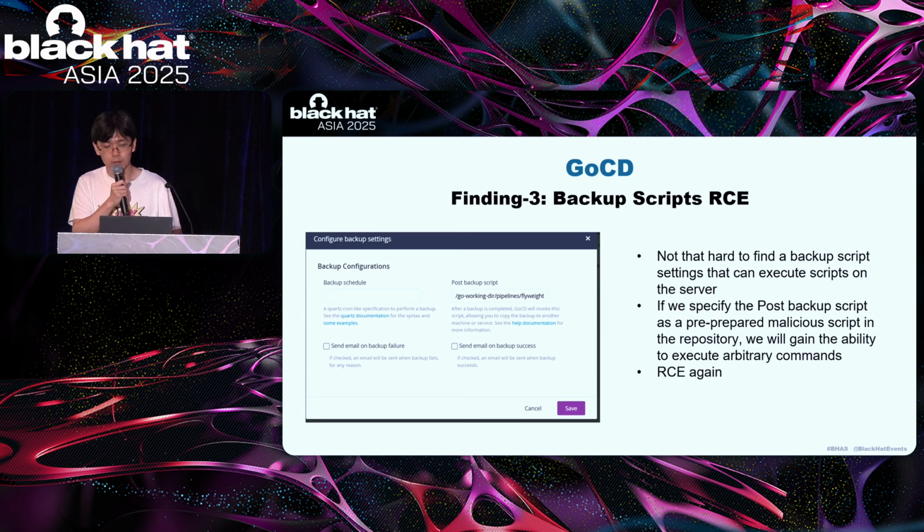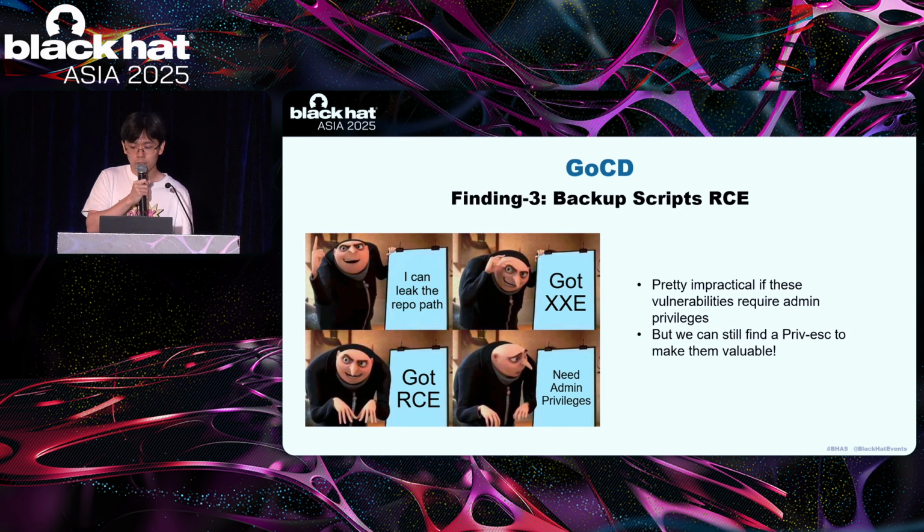So my first thought was to find another feature to change the vulnerabilities for exploitation. And it's not that hard to find the backup script settings that can execute scripts on the server. So if we specify the post backup script as a prepared malicious script in the repository, we will gain the ability to execute arbitrary commands. So RCE again.